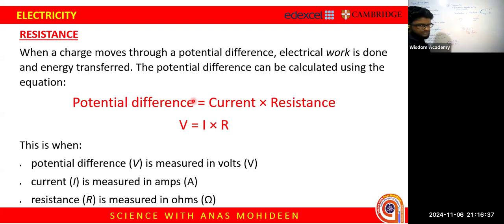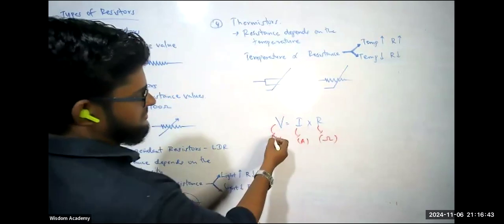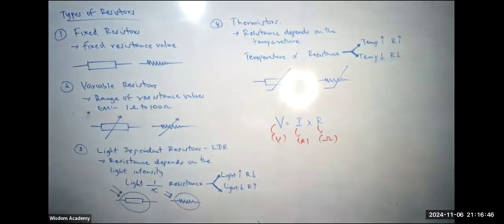How do we read this? Ohms. Okay, ohms. So V is measured in watts.